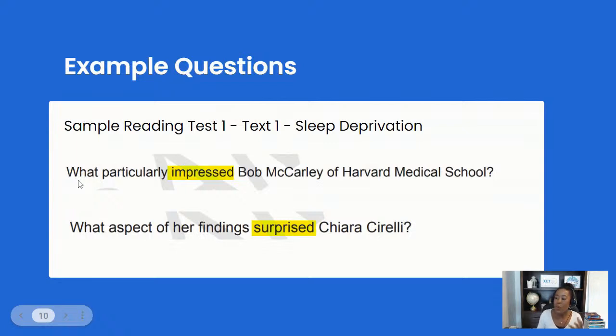The first one is: what particularly impressed Bob McCarley of Harvard Medical School? So you need to read the text and find out what Bob McCarley thinks is really cool, what really impressed him. Later in the text, you'll be asked to find out what aspects of her findings surprised Chiara Chiarelli. So you're looking for an expression of surprise, so the attitude.